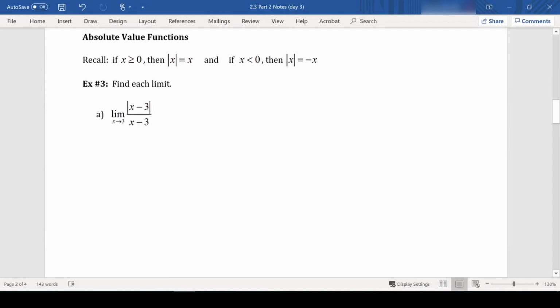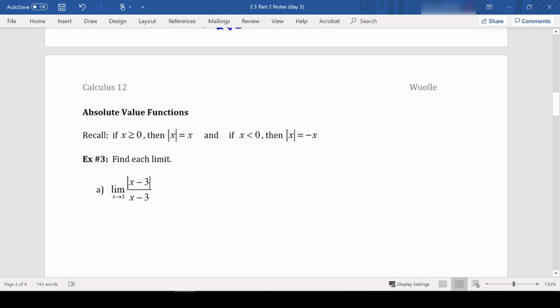The next part of today is what if we are looking at absolute value functions? Again, we reviewed these. We reviewed the fact that if you have the absolute value of x, it will equal itself if x was already greater than 0. So for example, the absolute value of 5 is just equal to 5. But if x is less than 0, it equals the negative of itself. So the absolute value of negative 5 is equal to negative of negative 5, which is equal to positive 5.